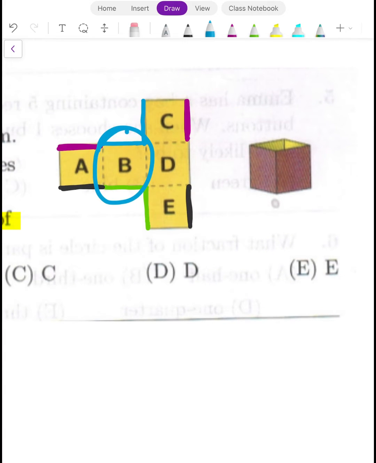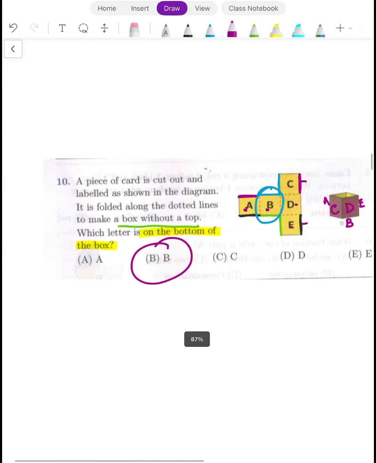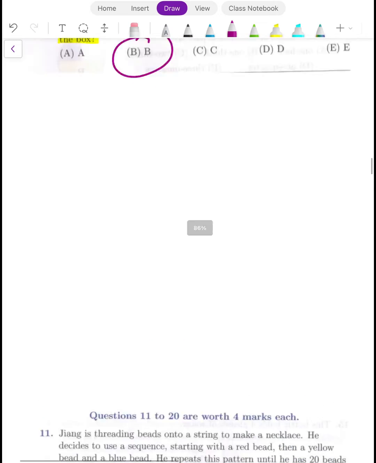So it would be, let me write it down. So it will be D here, D's here, and on one side is C, on the other side or the back side will be E, and this A will come join these two sides here, so the A will come behind. Only this is the part B which will come at the bottom of it. So our answer is B.